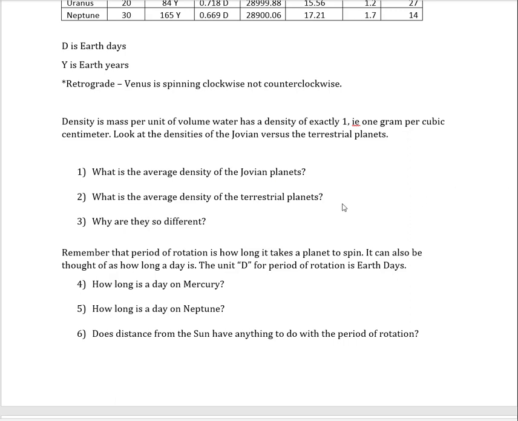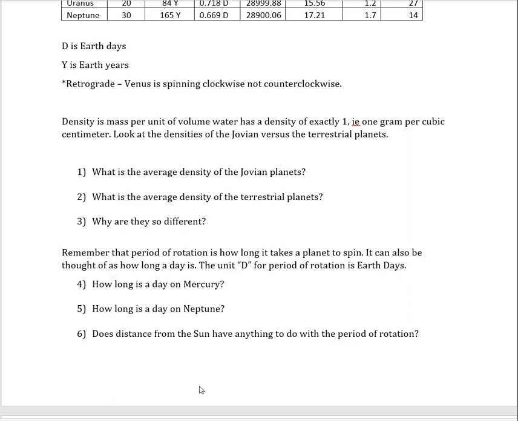And then a little bit about rotation. So if we think about this, rotation is how long it takes a planet to spin, right? And it can also be thought of as how long a day is. And once again, these are going to be sidereal, not solar days. And so, how long is a day on Mercury? Literally, read it off of the chart. There's no math, nothing fancy. Just read it off of the chart. How long is a day on Neptune? Once again, read it off the chart.